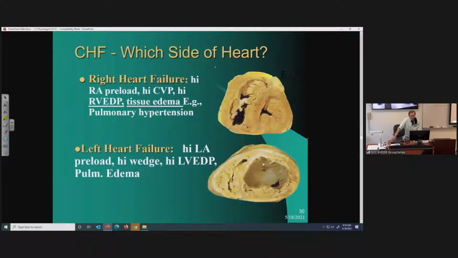Left heart failure is if you have LV dysfunction from MIs, or you had long-standing systemic hypertension, or aortic insufficiency, or mitral insufficiency, and your pressure backs up in your lungs and pulmonary edema. So that's our typical right heart failure, left heart failure.